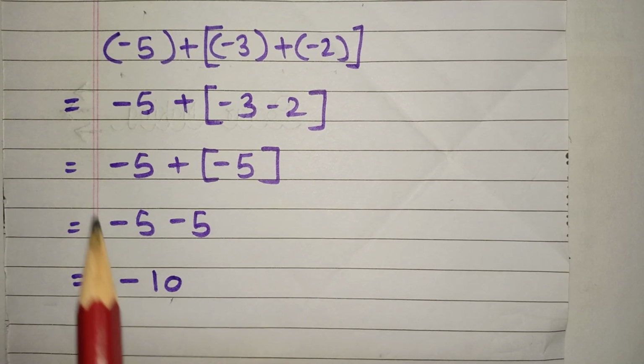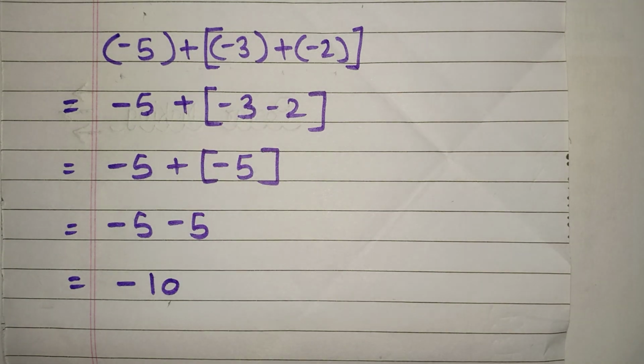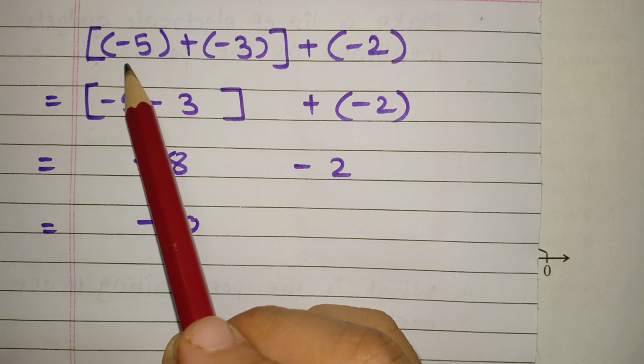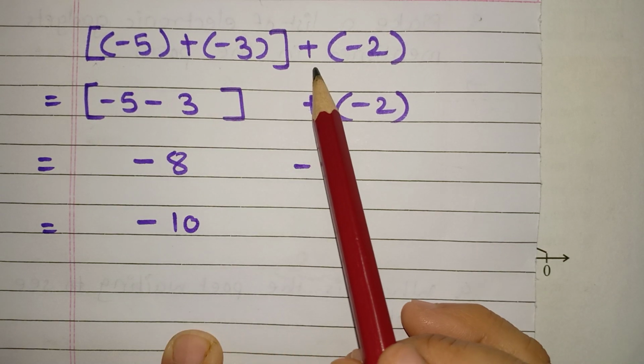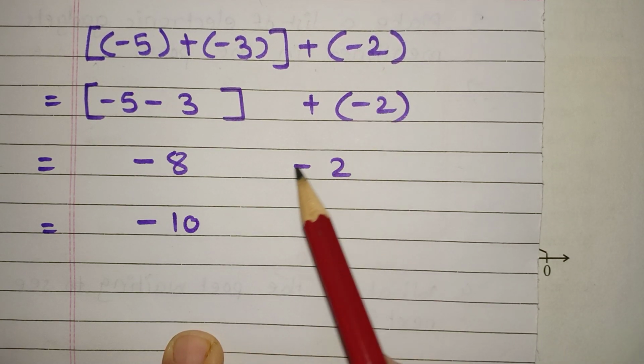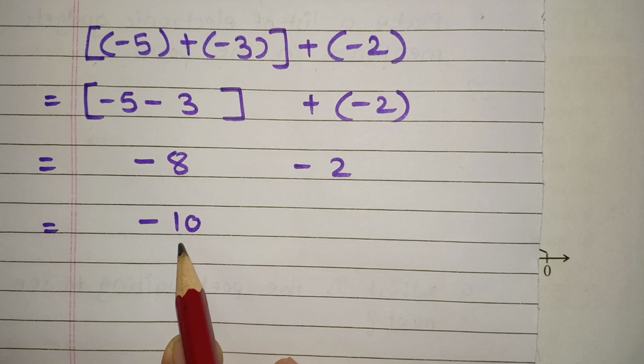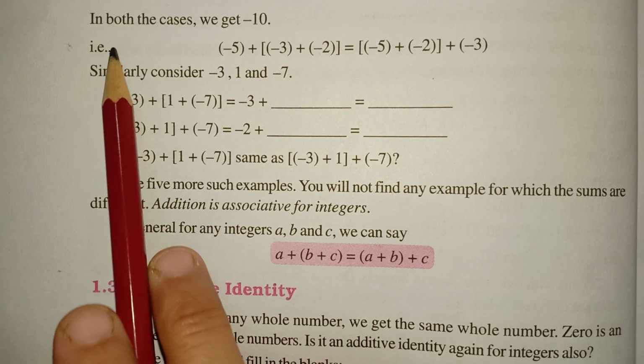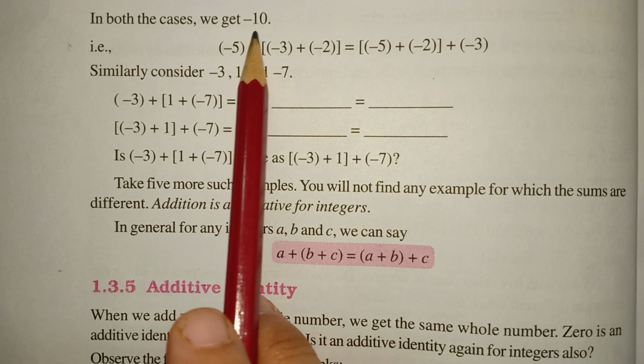Now, let's change the position of the bracket. Now, I have written (minus 5 plus minus 3) plus minus 2. After solving this, I got the answer minus 10. So, my left hand side and right hand side both are equal. In both the cases, we get minus 10.